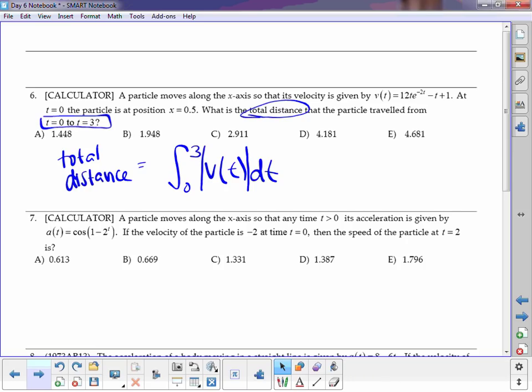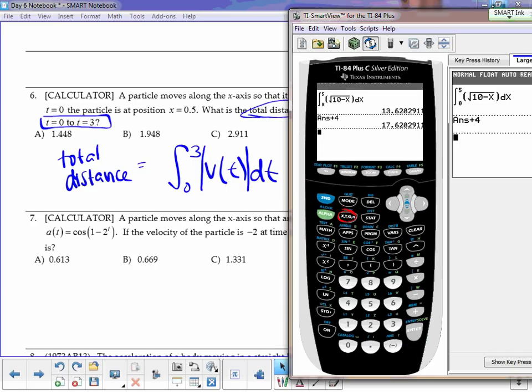Now we have our calculator for this. Does your calculator have absolute value on it? Yes, please use it. Don't do what I did and forget about it. Alright. And again, I'm only using this for one problem, so I'm not going to put it in y equals. I'm just going to do it on the home screen. I want my integral from 0 to 3 of the absolute value of v of t, which is 12t e to the negative 2t. Man, you guys can type so much faster than I can. Please, before you hit enter, double check to make sure it looks like what it says on your paper.